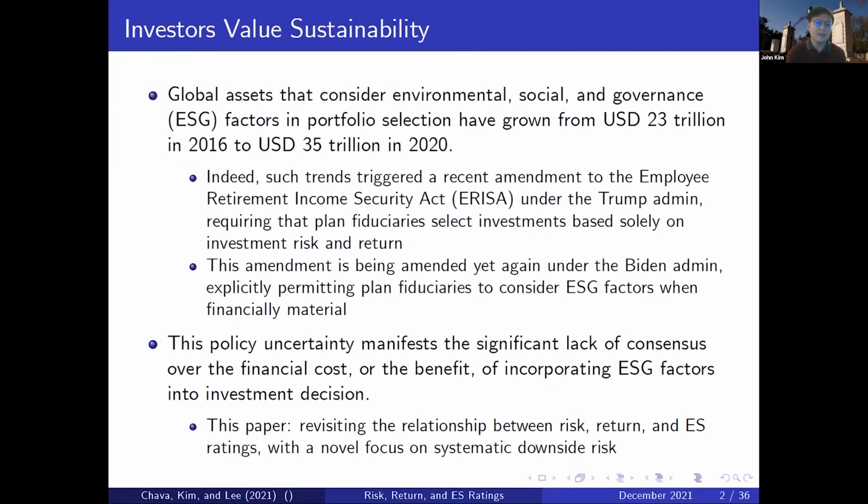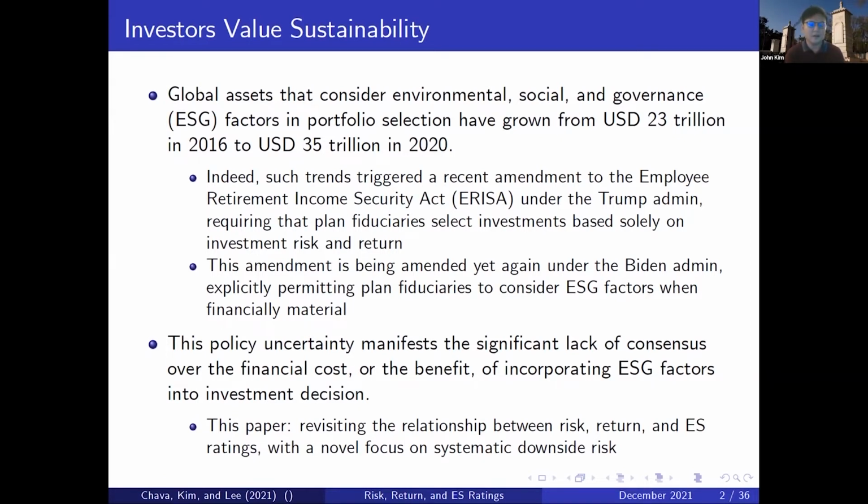But the funny thing is, this year, this amendment is being amended yet again under the Biden administration, where they're explicitly permitting plan fiduciaries to consider ESG factors when financially material. And the idea this time is that incorporating ESG is a good thing to do. For our purpose, what we want to learn from this is that this policy uncertainty is manifesting a still significant lack of consensus over the financial cost or benefit of incorporating ESG factors into investment decisions.